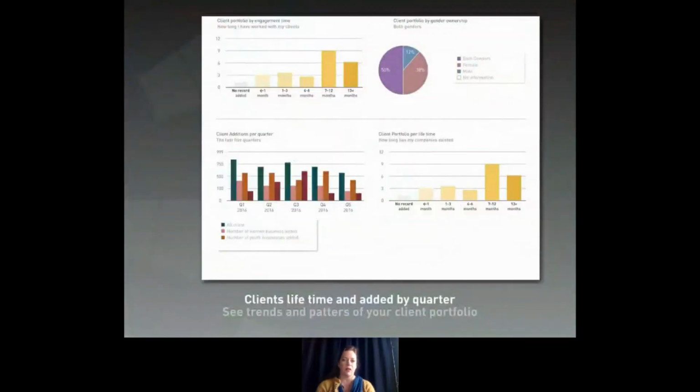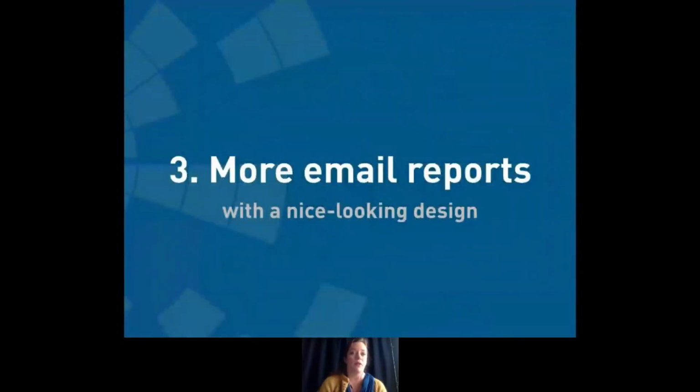And then some other ways that we can look at your client portfolio. So lifetime and added by quarter, see the trends and patterns. So here, we're looking at client additions in the last 5 quarters. So all clients, women-owned businesses, youth businesses. And again, I know not everyone tracks youth businesses, but we do that because we are an international company, and so some of our clients from different areas of the world want that. So here again, you can see we've got clients by portfolio per lifetime. So how long has our client company been around?